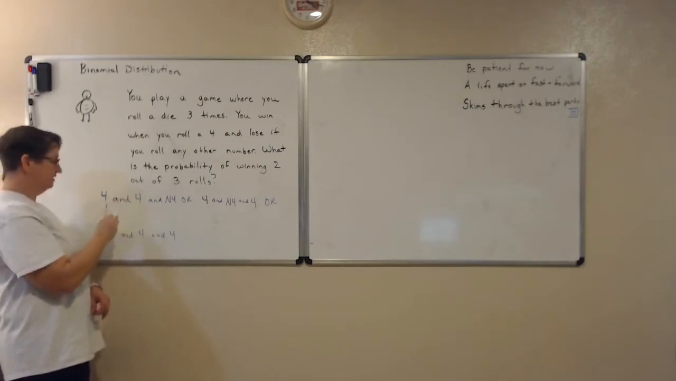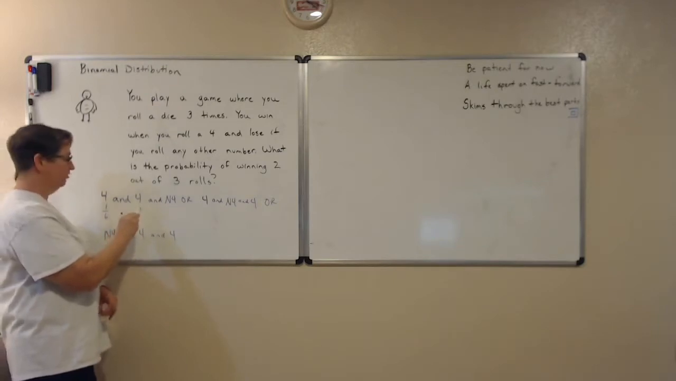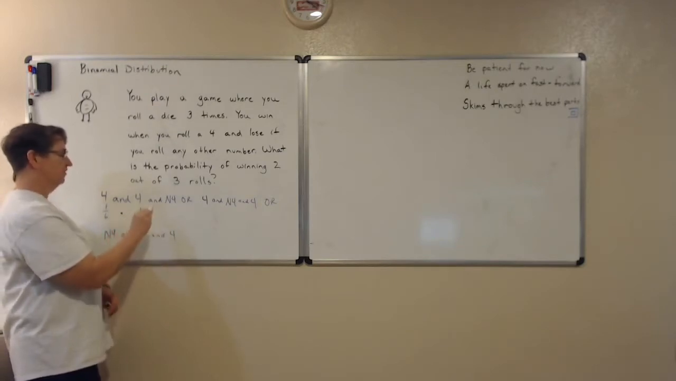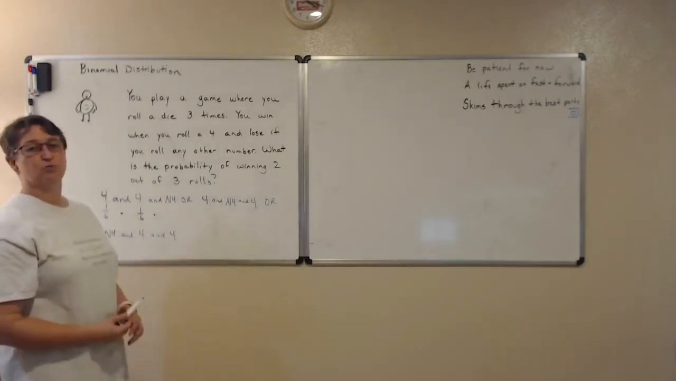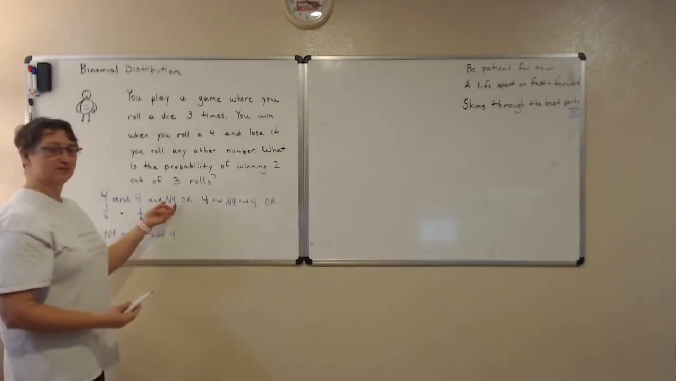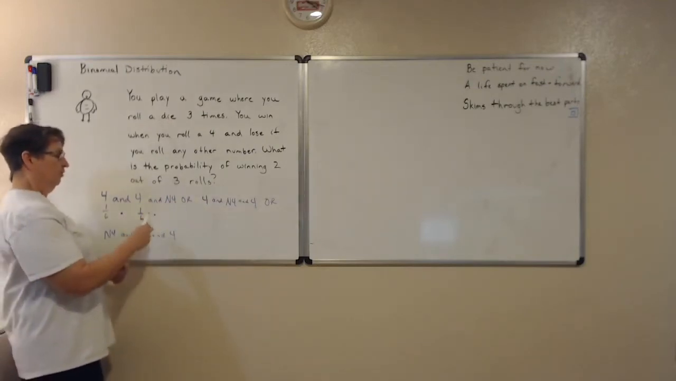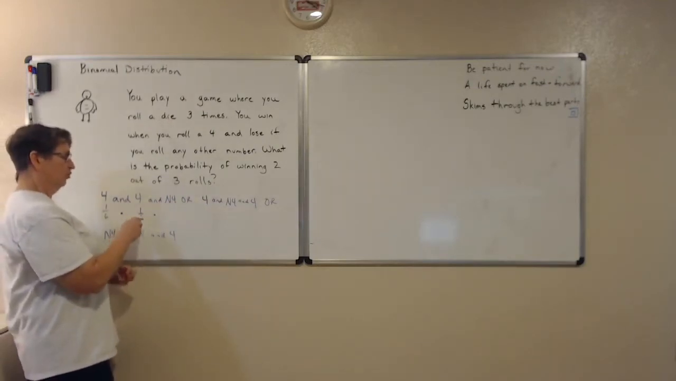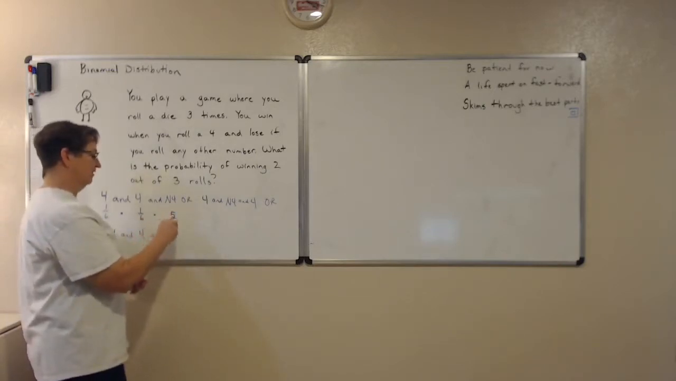The and tells me to multiply. The probability for getting a 4 here is 1 out of 6. The and tells me to multiply. And then how many not 4s are there? So what's the probability of not getting a 4? Well, if the probability of getting a 4 is 1 out of 6, then the probability of not a 4 would be 5 out of 6.